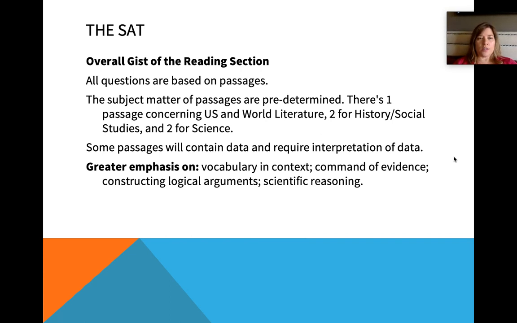Reminder for the reading passages, there are five passages. There is one prose passage, US and World Literature, so it'll be fiction. There will be two social studies passages based on historical events and things like that. And then there are two science passages that you'll see. Remember that there will be a paired passage. Usually that's in the history social science, but it could be a science passage. Some passages will have graphs and charts, and you'll have to be able to interpret those graphs and charts in addition to the passages.